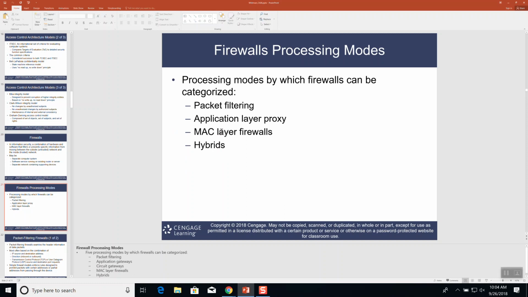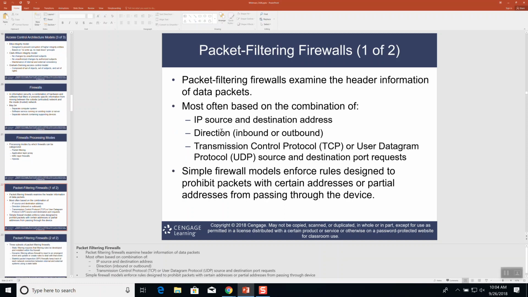Firewalls, processing modes. Processing modes by which firewalls can be categorized: packet filtering, application layer proxy, MAC layer firewalls, hybrids. MAC stands for different things in computers.